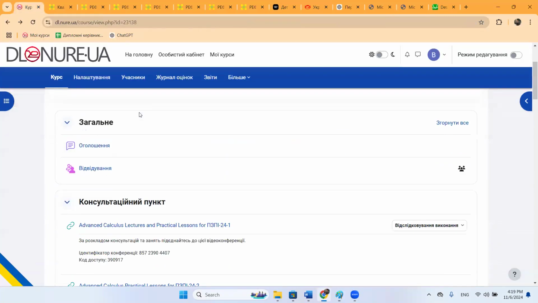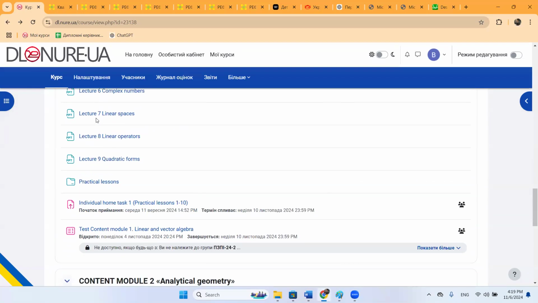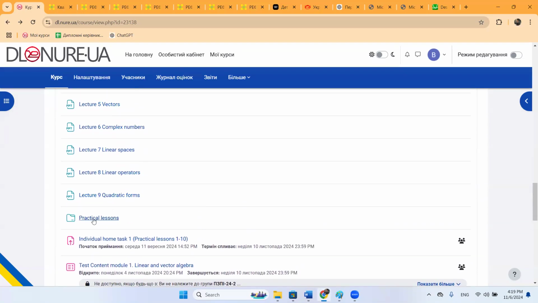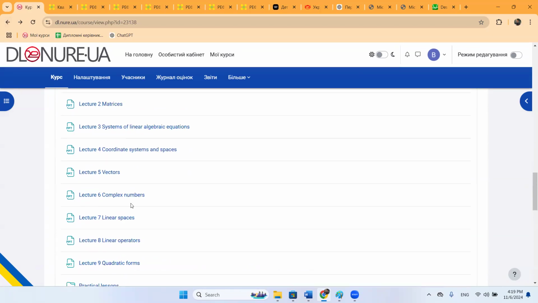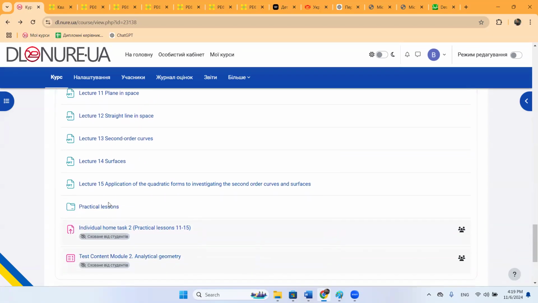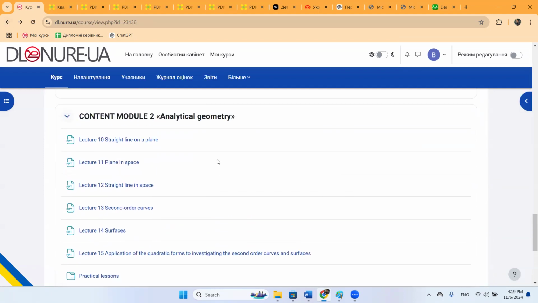What else I wanted? I want to tell you, I reorganized a little bit the files on DL. All practical lessons, the PDF files, are moved into one folder, for the first module, and for the second module the same. I will add them after or before each practical lesson. So I will update these folders, and I guess it will be more convenient for you as well.